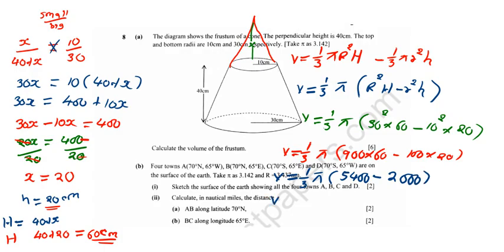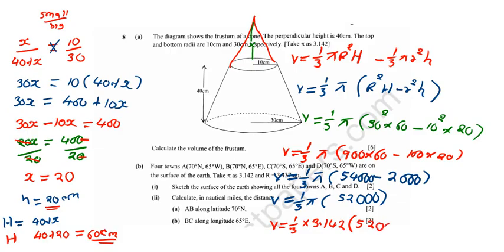So my V is equal to 1 over 3 pi, open bracket, 54,000 minus 2,000, I'm getting 52,000. So I have 52,000 here. So my volume now, I can say volume is equal to 1 over 3 times pi, it is 3.142. We are multiplying with 52,000 over 3.